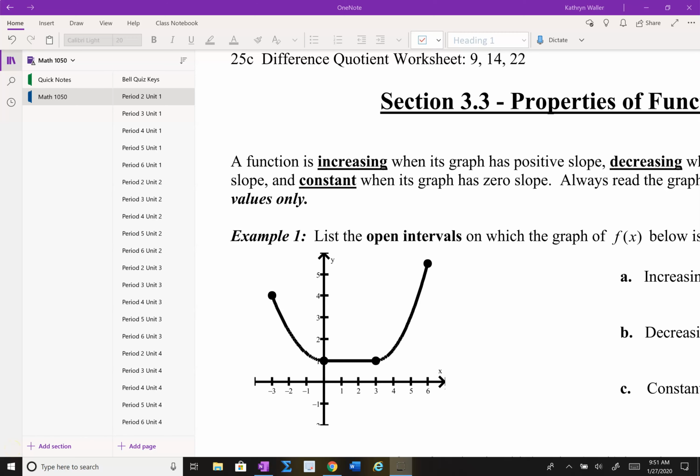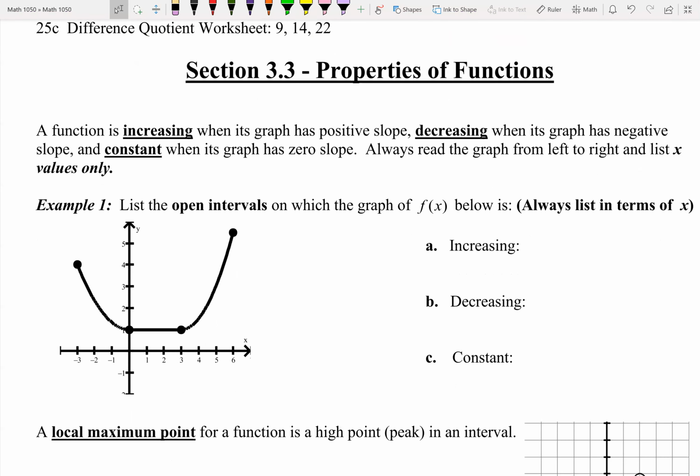and then we'll have a little bit of time left over to do a few things when we're done with that. All right, this is 3.3. We're going to talk about functions again.